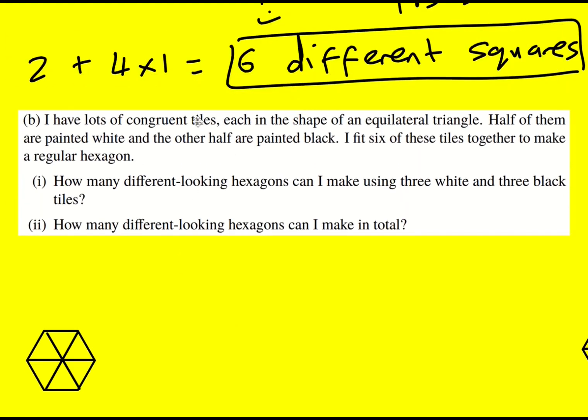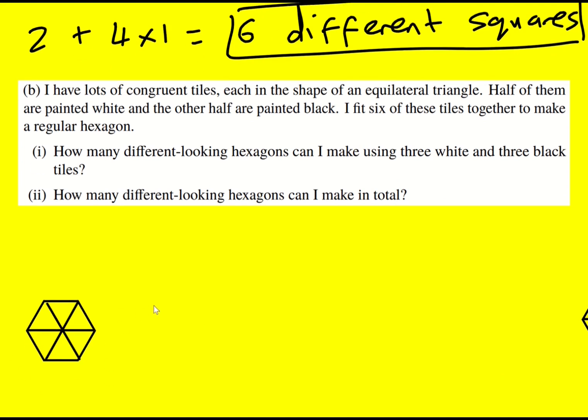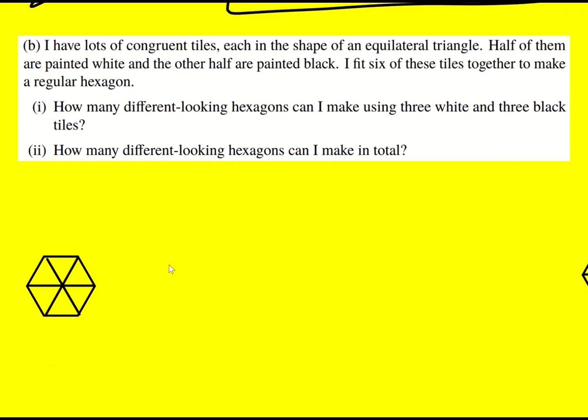We have lots of congruent tiles now in the shape of an equilateral triangle, half of them white, half of them black. And we fit 6 of them together to make a regular hexagon. Here's one I made earlier. How many different looking hexagons can I make using 3 white and 3 black tiles? Okay, let's take a look at this.